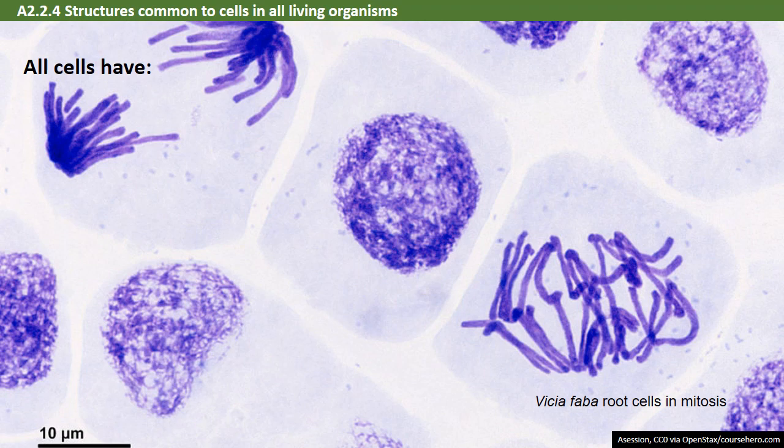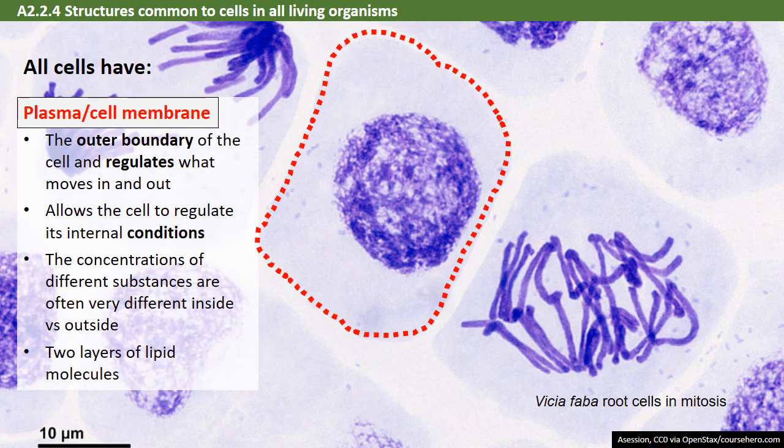Now we move from microscopy to cells. First, what do all cells have? There are three things here. All cells have a plasma membrane or a cell membrane. That's the outer boundary of the cell, and it regulates what moves in and out. It allows the cell to regulate its internal conditions. The concentrations of different substances are often very different inside versus outside, thanks to the membrane. And the general structure of the membrane is two layers of lipid molecules. There's more to it, that's for later.